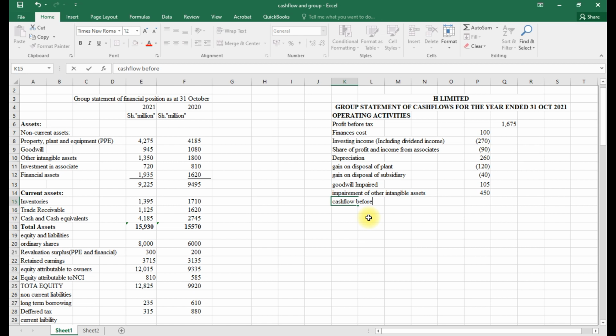Cash flow before working capital. So here I'll put alt equals, we need this sum up to there, that sum, and here I put alt equals this one, the two of them I put equals. So I'll bold this and I put a top border on that.